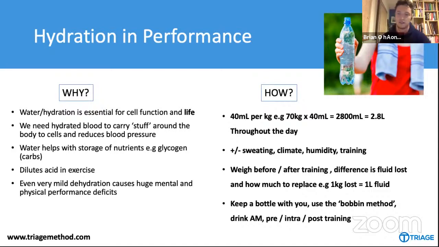The bobbin method, women and girls especially love this anytime I talk about it. So if you take your bottle and say your target intake is 3 liters of water, and it's a 1 liter water bottle, put 3 bobbins around the bottle. Every time you drink a full bottle and go to refill it, take 1 bobbin off. At the end of the day, you have a good indication of how much you've drunk.